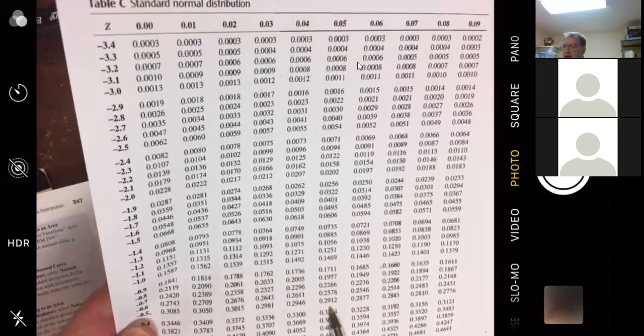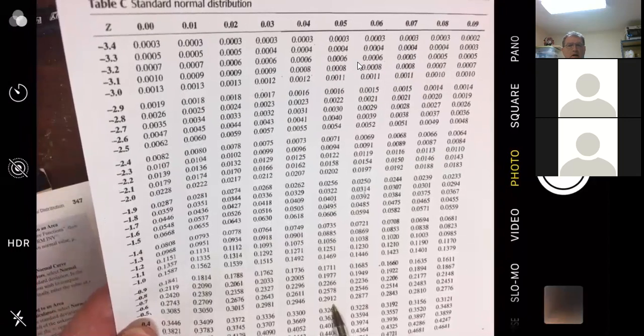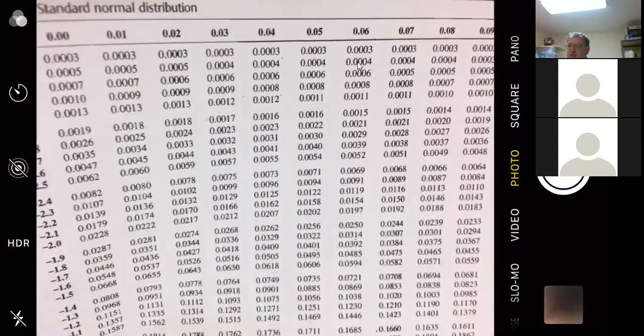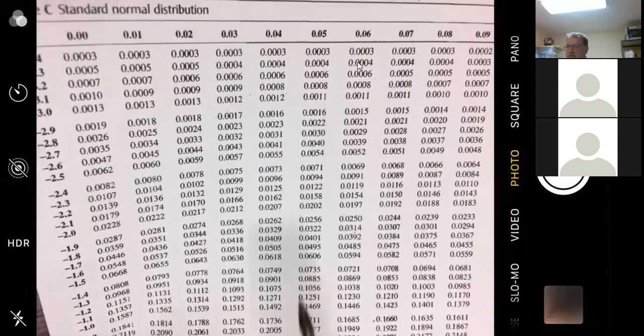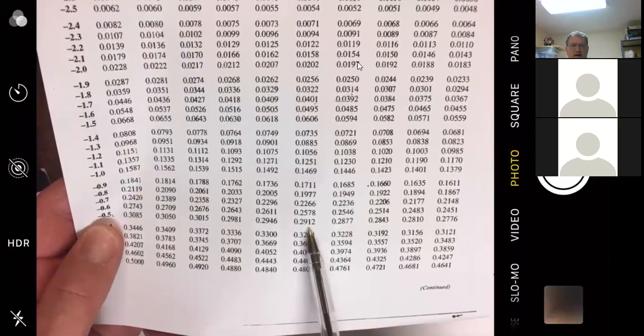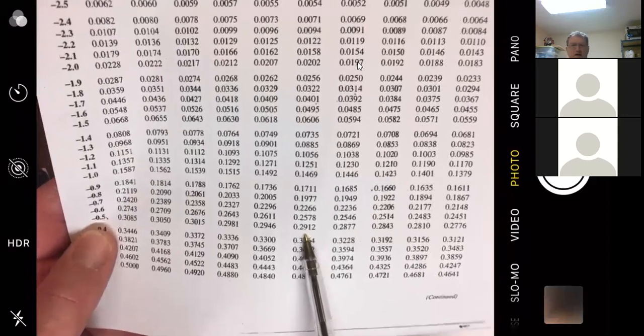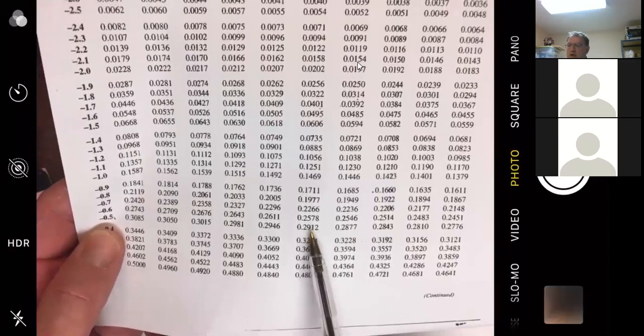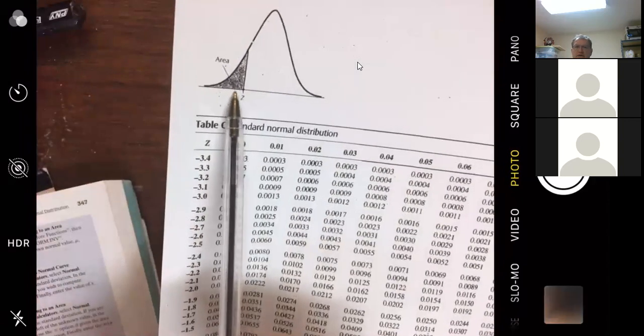What number do you see? Tough to get the whole thing on the page, so if I zoom in, here's the 0.05 column. All right, so I've come down to the negative 0.5 row. What number do you see? The one the pen is on top of? Yeah, 0.2912. Now 0.2912, remember, that's the area of this black, always. That's not my answer.